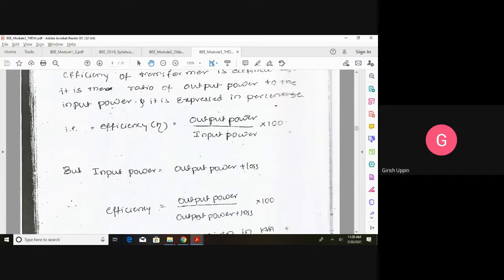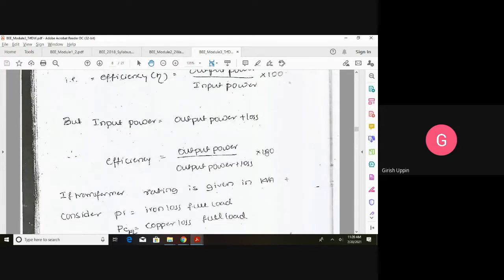Efficiency is output power divided by input power. This input power is nothing but output power plus loss, into 100. The efficiency can be represented as a percentage or it can be represented as a fractional value. Whenever you multiply with 100, it is a percentage value.